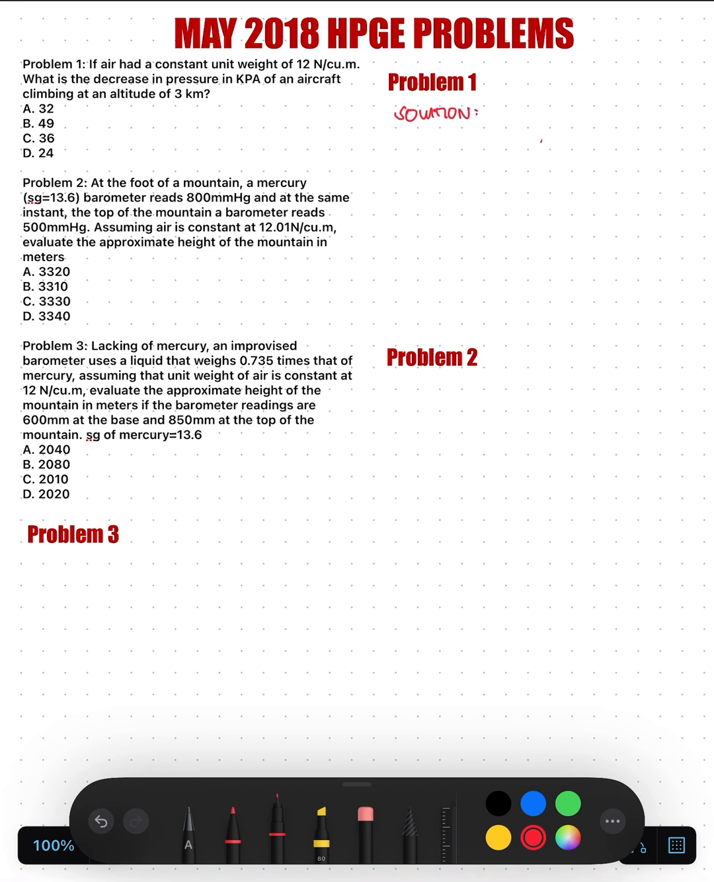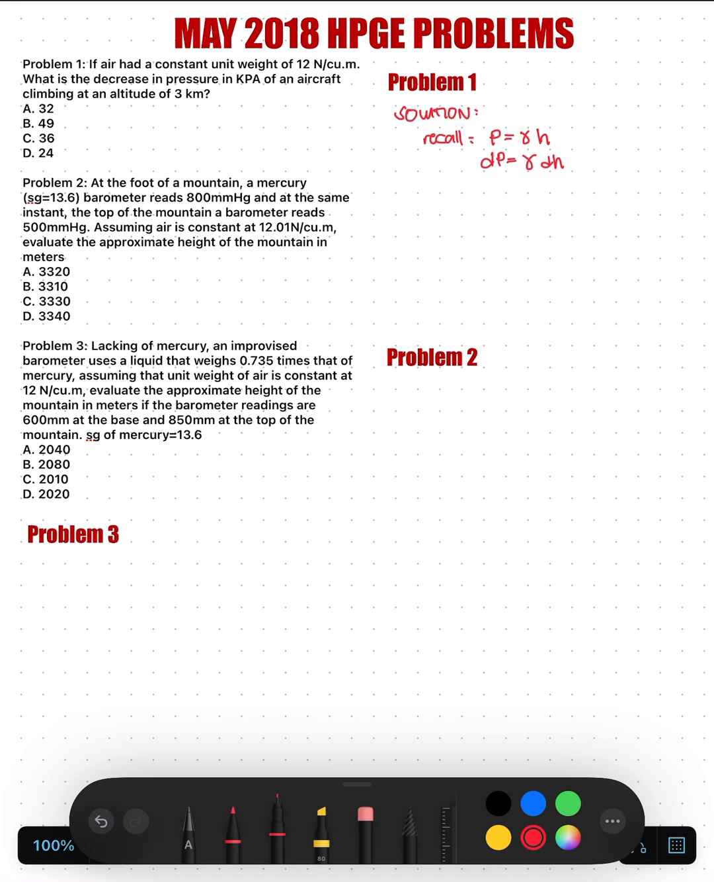If we can recall the formula for pressure, pressure is equal to unit weight times the height. And since we are talking here about the changes in pressure, we can rewrite this formula as the change in pressure is equal to unit weight times the change in height. Of course, our unit weight is constant. The changes there are in the pressure and the height.